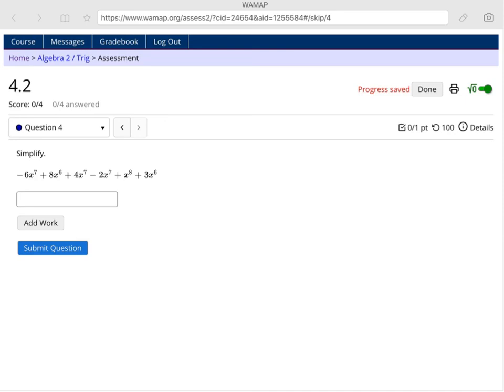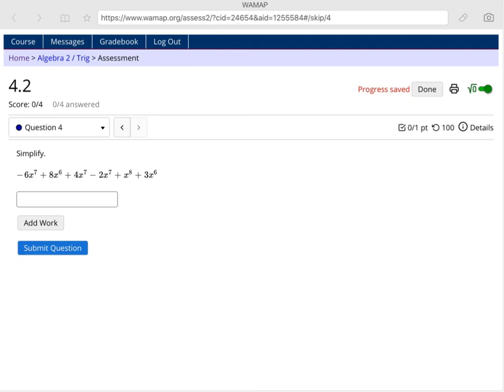Notice I happen to choose circles to start with this time. There's no magical reason, just what I felt like doing. So we're going to do negative 6 plus 4, which is negative 2, minus 2 is negative 4. So that gives me negative 4x to the 7th.